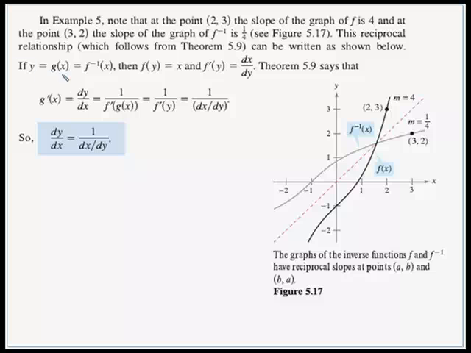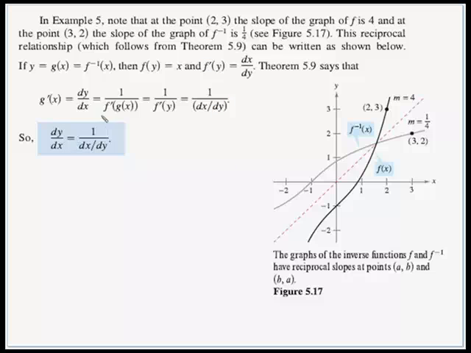If y equals g of x, which is our inverse of f, then f of y is equal to x, and f prime of y is dx dy, the derivative of x with respect to y. Theorem 5.9 says that the derivative g prime of x is dy dx, which is the same as 1 over f prime of g of x, and that g of x we're just going to replace with a y, or 1 over dx dy. We just flip it over.